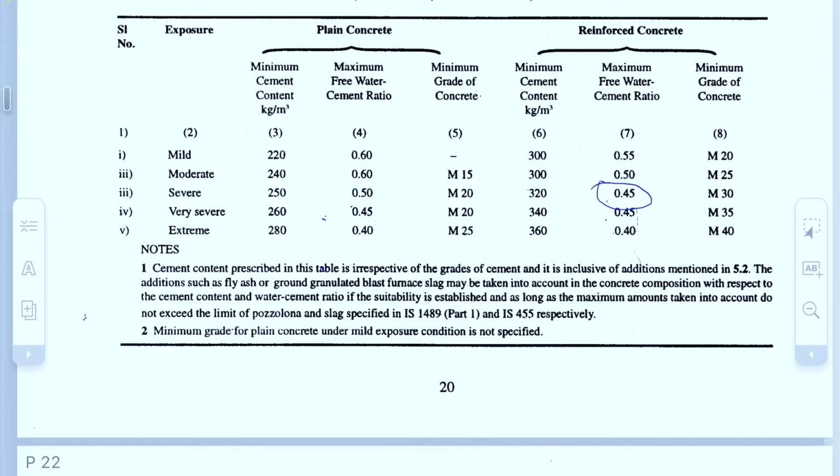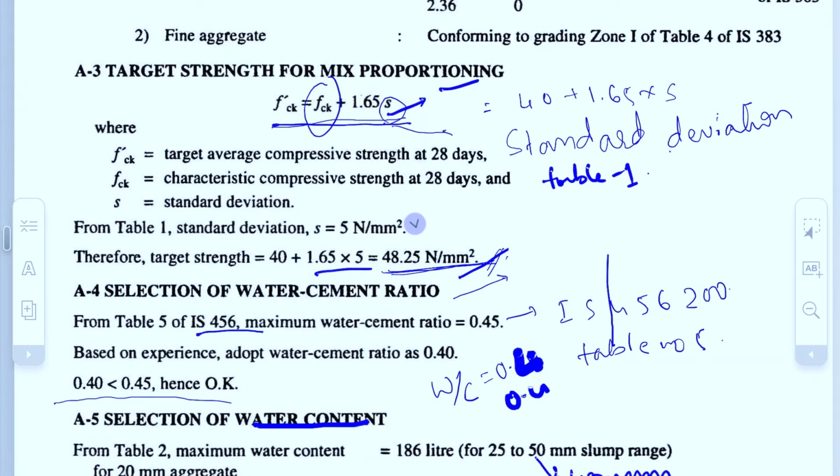The exposure condition which is given to us is severe. If the condition is severe and it is reinforced concrete, then the maximum water cement ratio will be 0.45. Based on this condition we have taken the value of 0.45, and because we want to reduce the water cement ratio as much as possible to increase the quality of concrete, we adopt a lesser water cement ratio. Based on experience, we adopt a water cement ratio of 0.40.